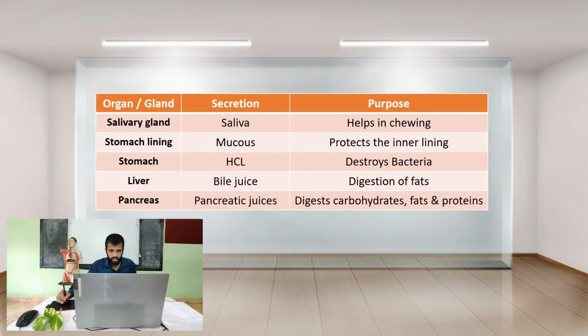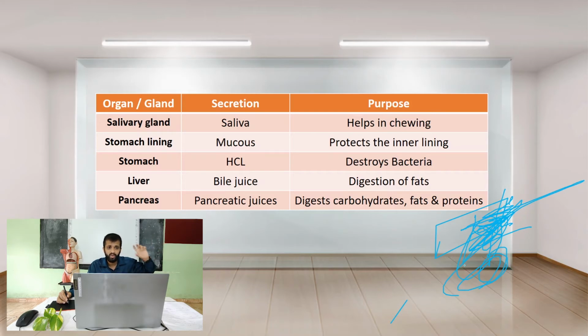Now, this table over here is very important. I'll just scribble over here so that you know it is very important. Everything we have discussed till now, the glands, the secretions and the purpose, is shown over here in this table. Please learn this. Write it down, learn it, because there can be fill in the blanks, name the following, any kind of question can be asked over here. So just know this entire table.